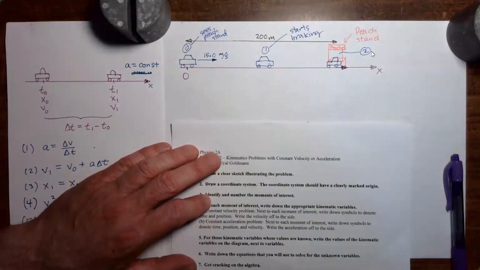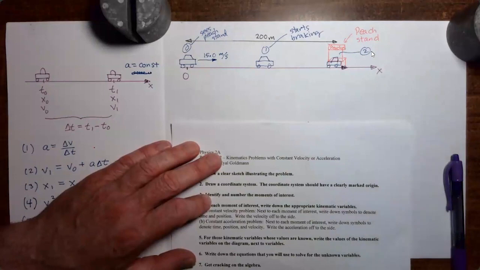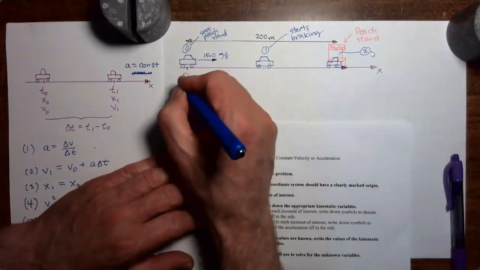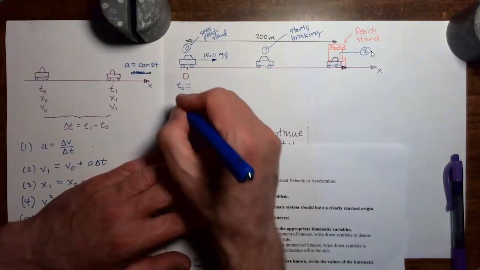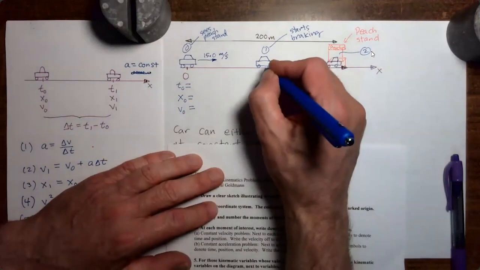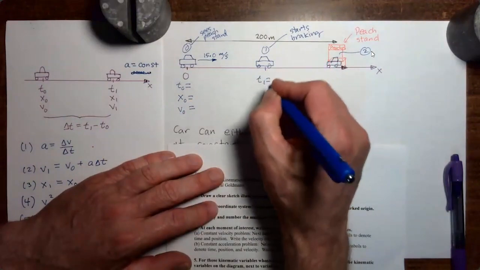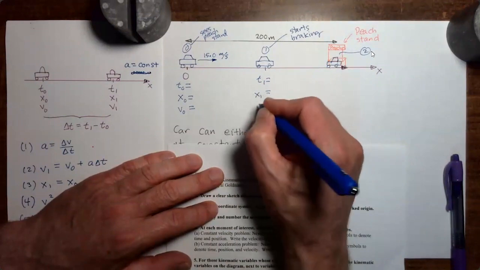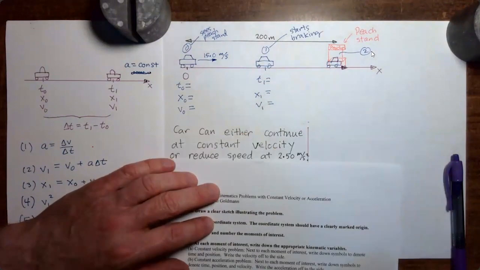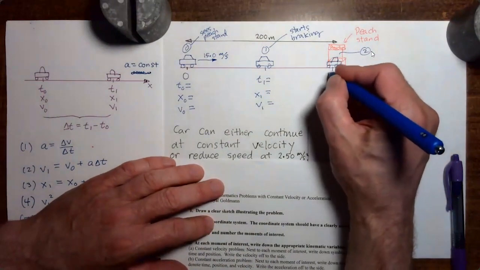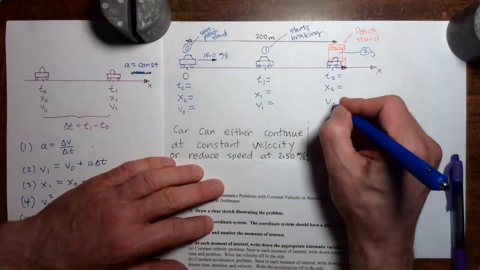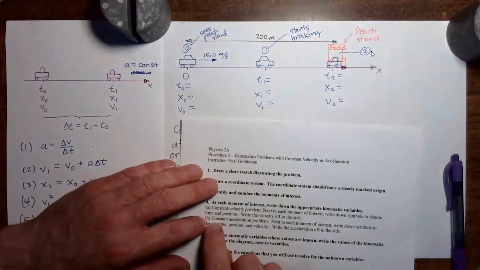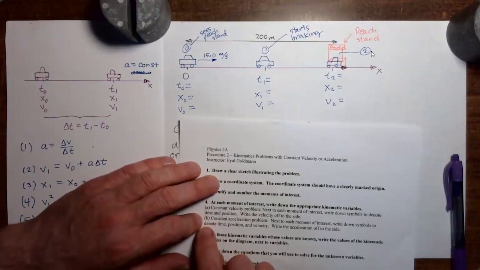All right, now we're going to put in our kinematic variables. So at each moment of interest, we're going to have time, position, velocity. So at moment 0, time 0, position 0, velocity 0, moment 1, time 1, position 1, velocity 1, and at moment 2, time 2, position 2, and then velocity 2.